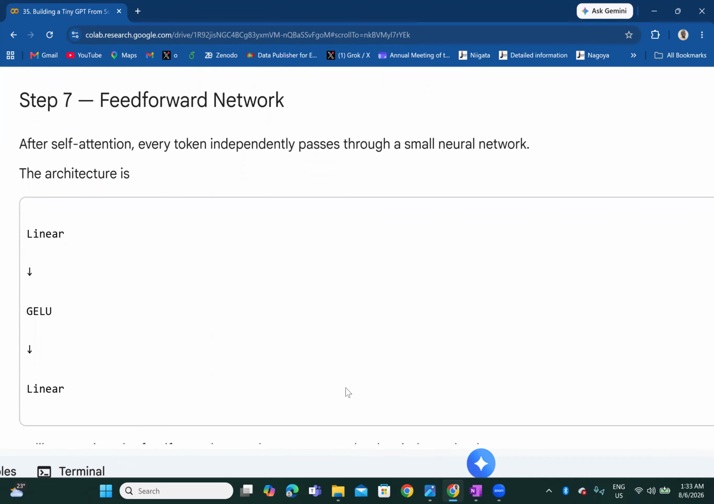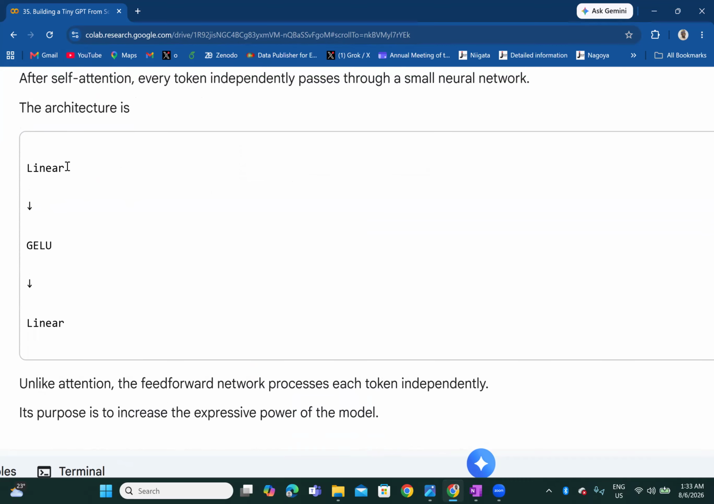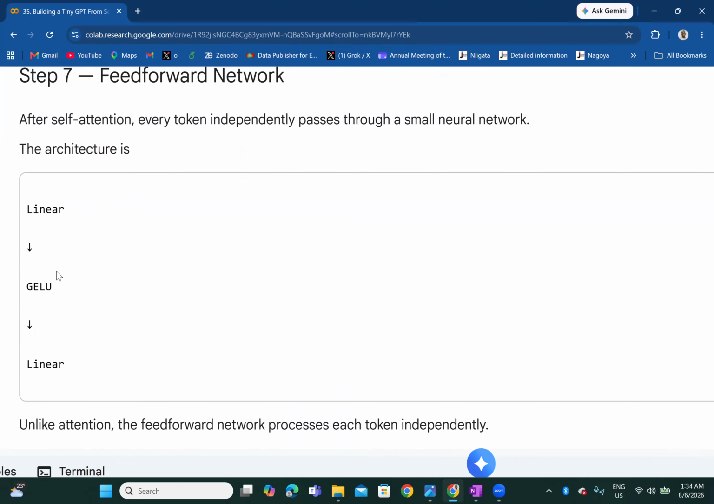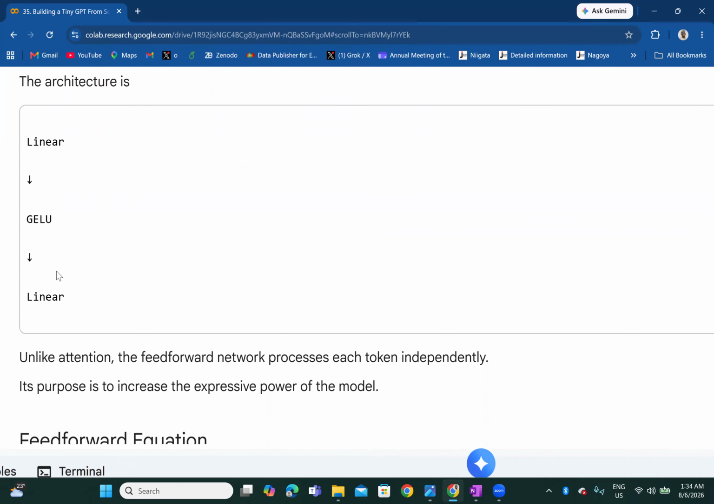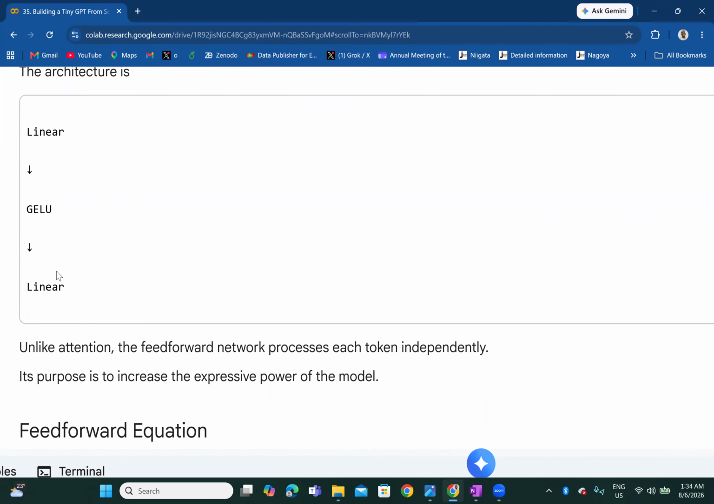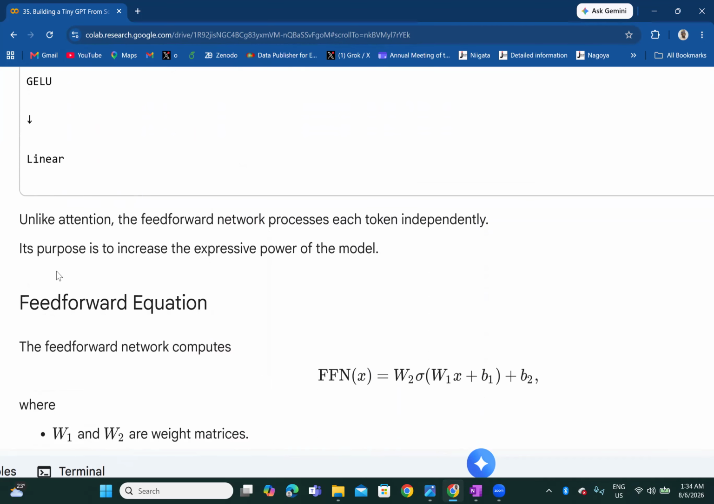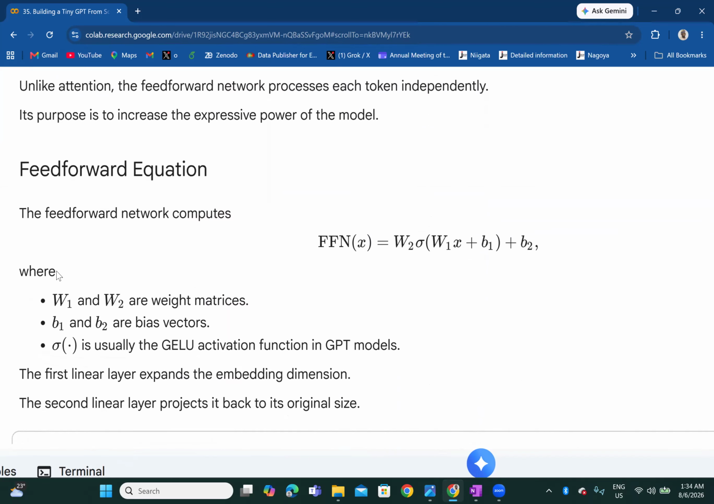Then we'll talk about the feed-forward network. After self-attention, every token independently passes through a small neural network. So the architecture is like this. You have linear, you have GELU, and you have linear again. Unlike attention, the feed-forward network processes each token independently. Its purpose is to increase the expressive power of the model. So passing through these neural networks, you can call it some kind of activation function. Look at this now. You have the feed forward.